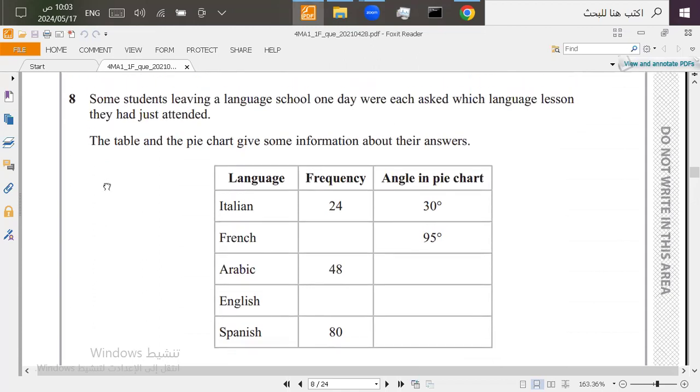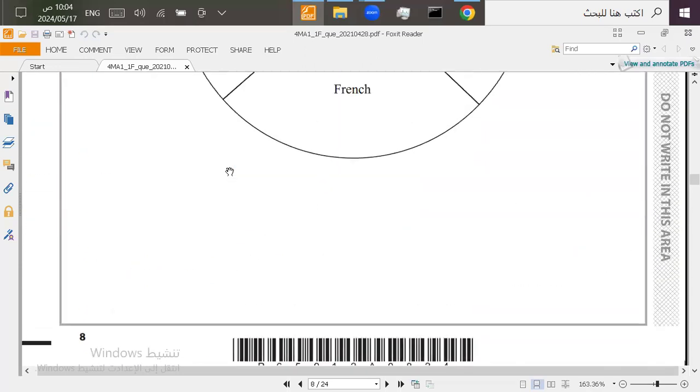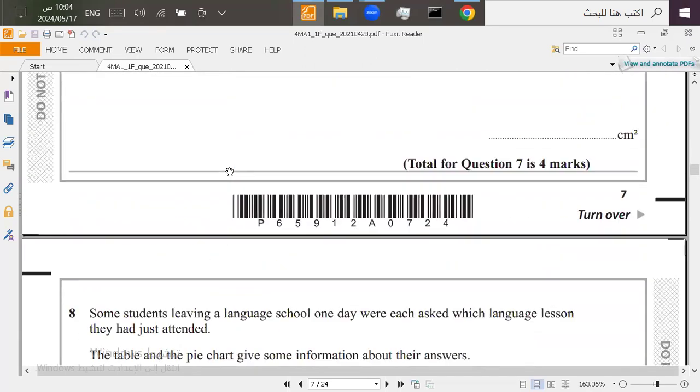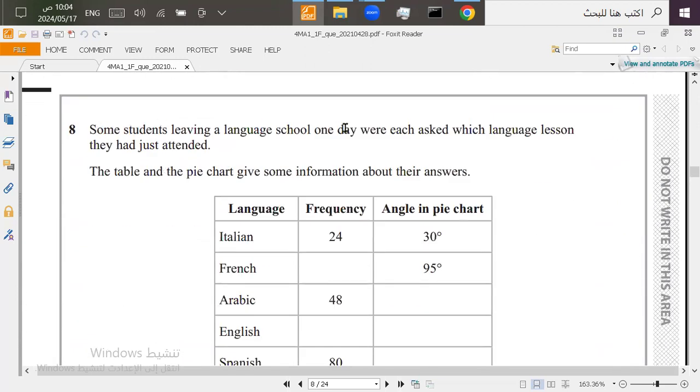Question 8. Some students leaving a language school one day were each asked which language lesson they had just attended. The table and the pie chart give some information about their answers. I don't think time will fit me to do this question because it has a lot of parts. So we're going to do question 8 in the next video.